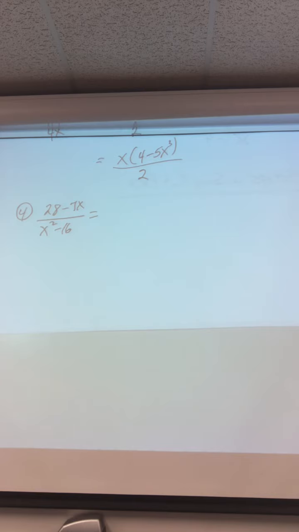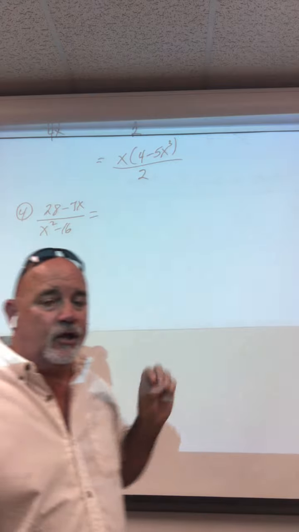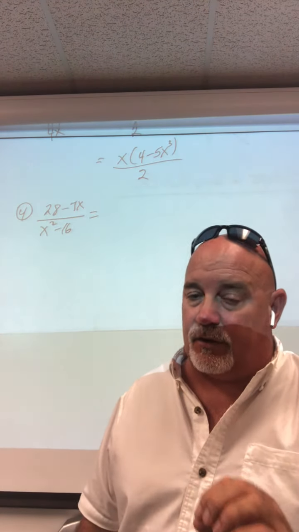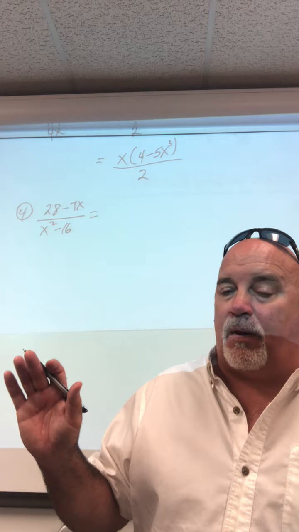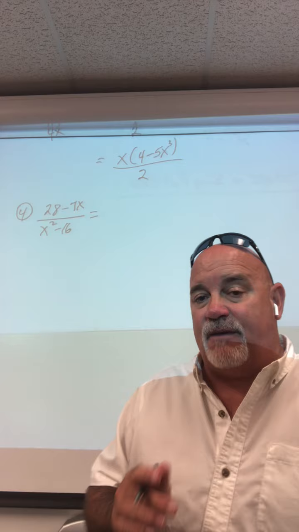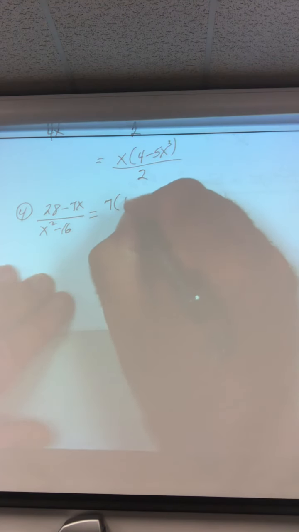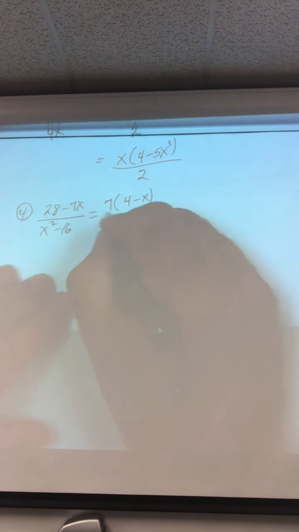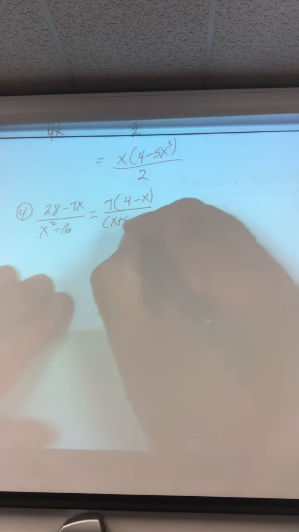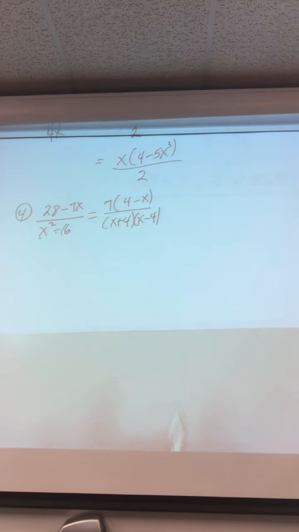All right, let me say once again, avoid the temptation of marking some of this stuff out. You do not cancel until you factor. If you cancel before you factor, the whole problem's wrong. Because you cancel factors. That's why it has to be factored first. Okay, so if I factor the top, the GCF is a 7. If I take out a 7, I'm left with 4 minus x. Now, the bottom is the difference of two perfect squares. X plus 4 times x minus 4. Now, this is the first time you've heard this before.